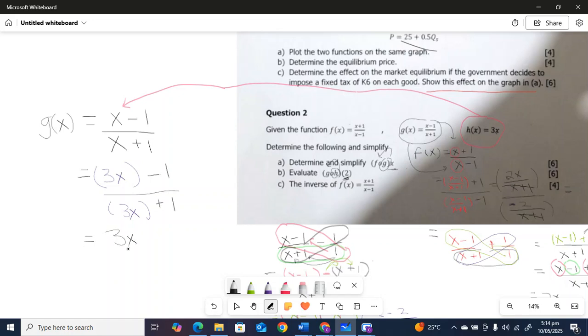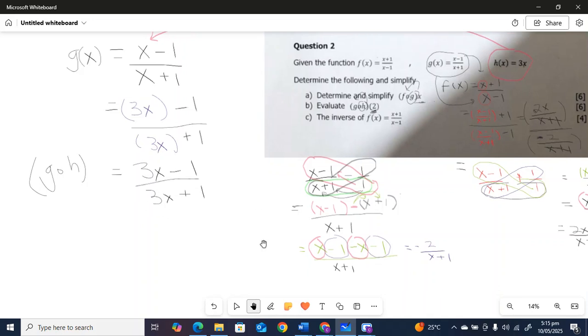Our g of f function is 3x minus 1 over 3x plus 1. This is g of h. Now, since we've got this 2 here, it means where there is x, you substitute it with 2. If there was no 2 here and there was just an x, we would have ended our question here. But since there is a 2, now we need to substitute. So there is a lot of substitution going on.